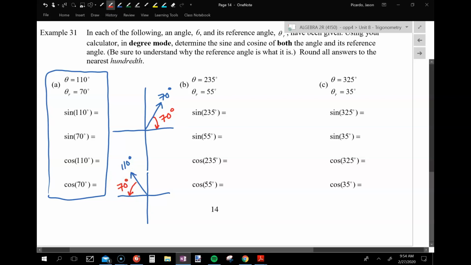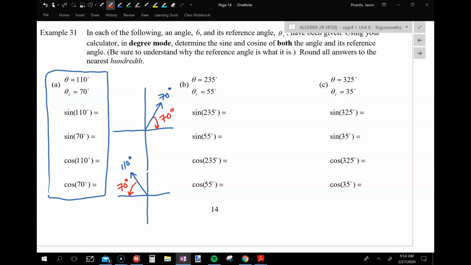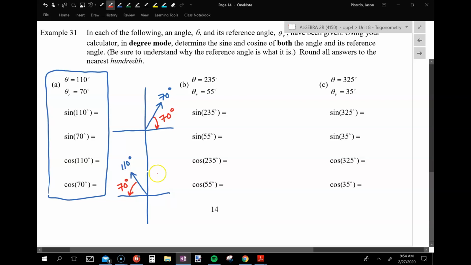So what do you notice? The reference angles are exactly the same. Well, if the reference angles are exactly the same, when I created my pictures, I'd have the same picture, wouldn't I? What's the only difference? Some are positive, some are negative. Well, what determines whether or not something is positive or negative? All students take classes. All students take classes. So check it out.